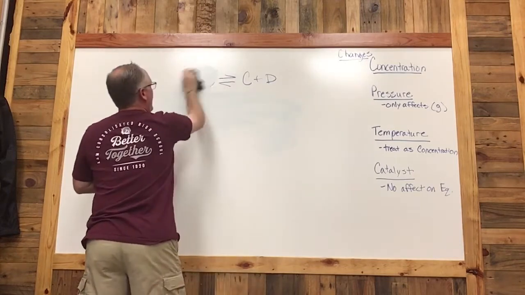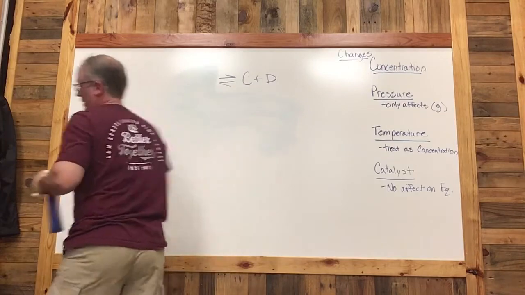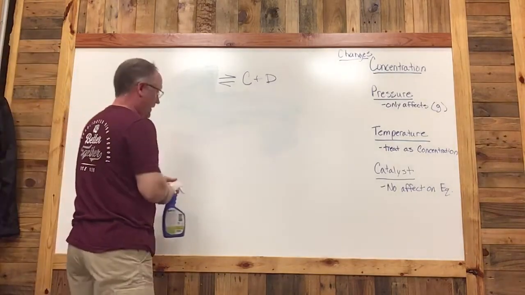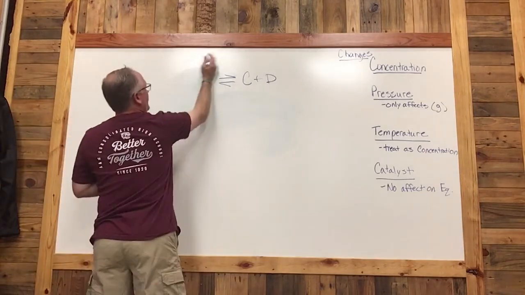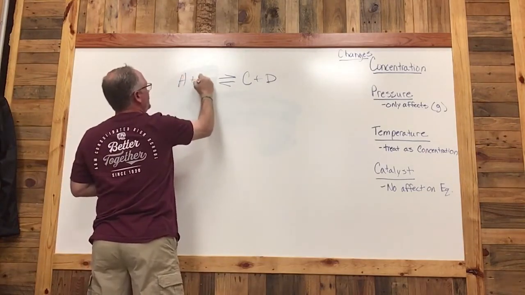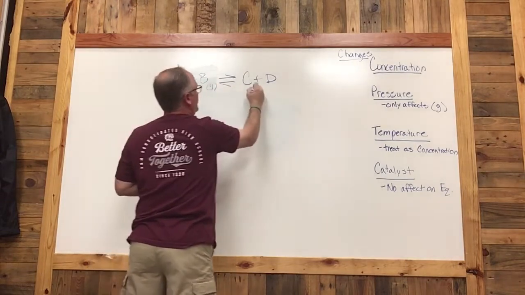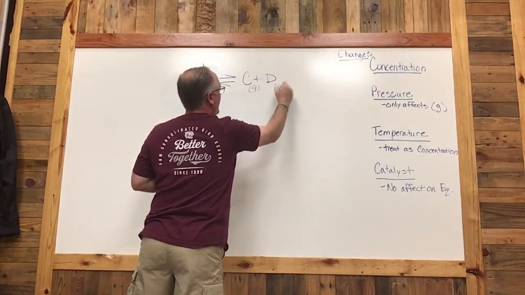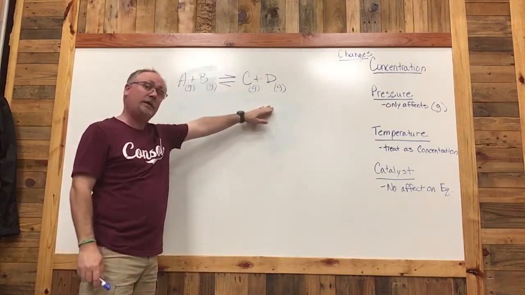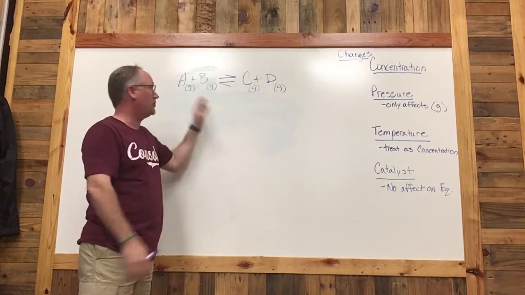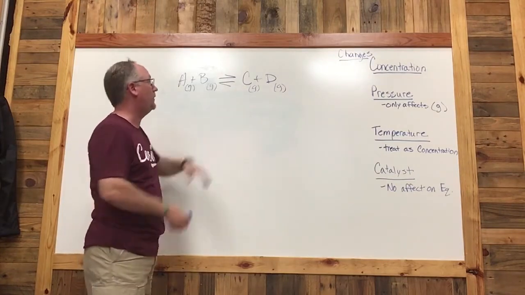So let's say that A and B this time are gases, and so are C and D. Interesting learning curve. If I said this was A plus B, and this is a gas, and this is a gas, and this is a gas, and this is a gas, I have 2 moles of gas on one side and 2 moles of gas on the other. So if I change the pressure, there's not going to be any change here because there's not more moles of gas on one side or the other.